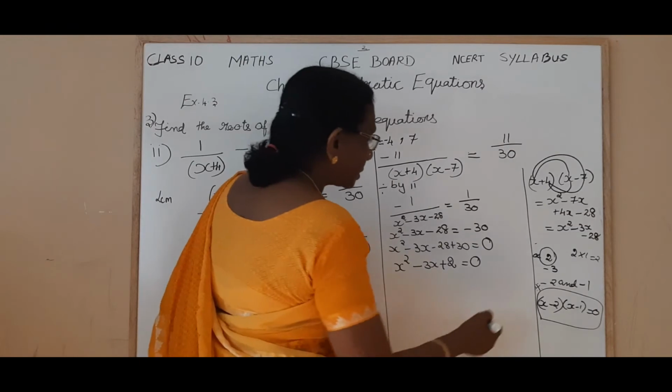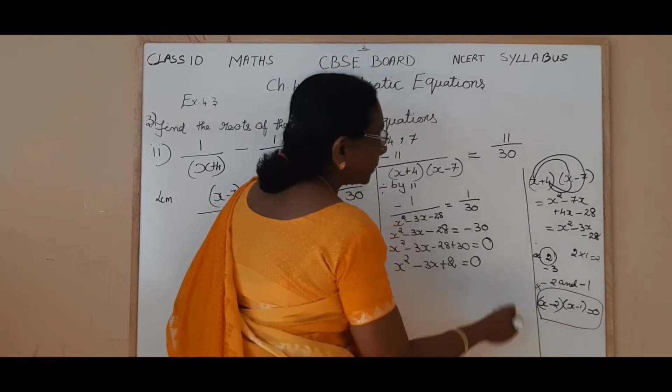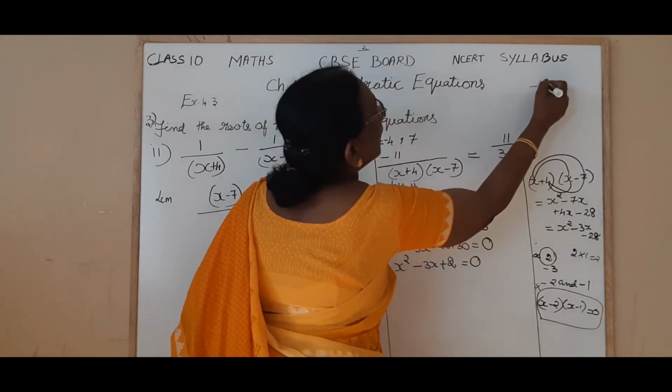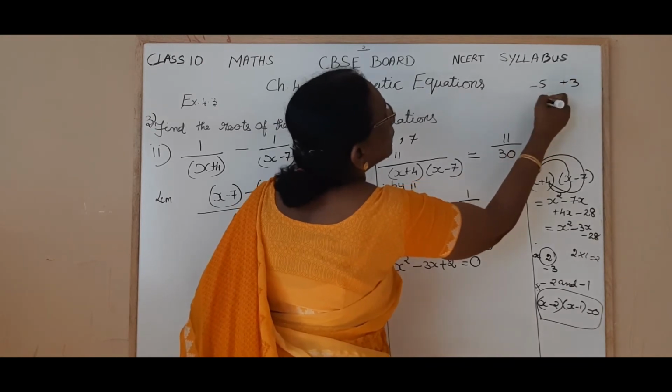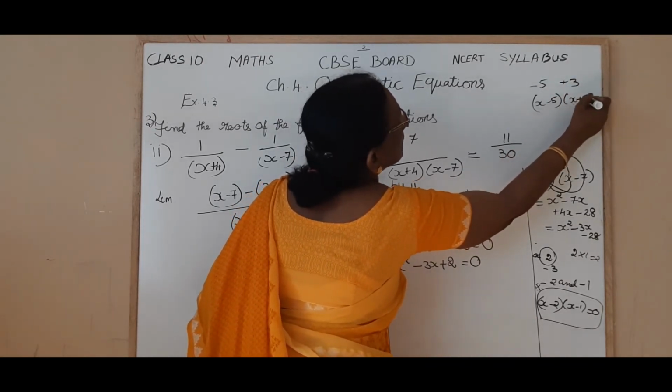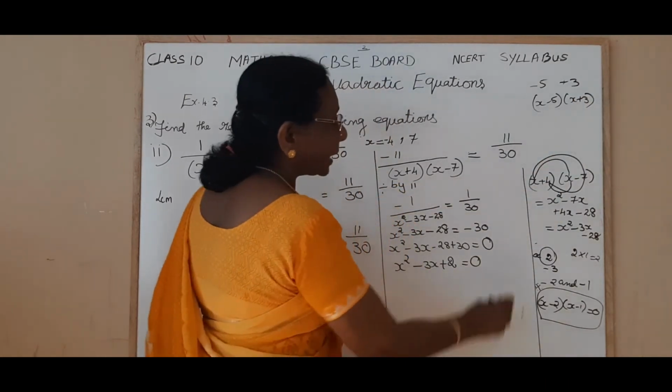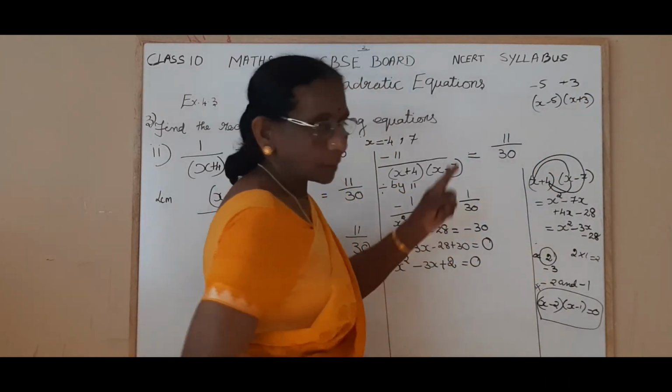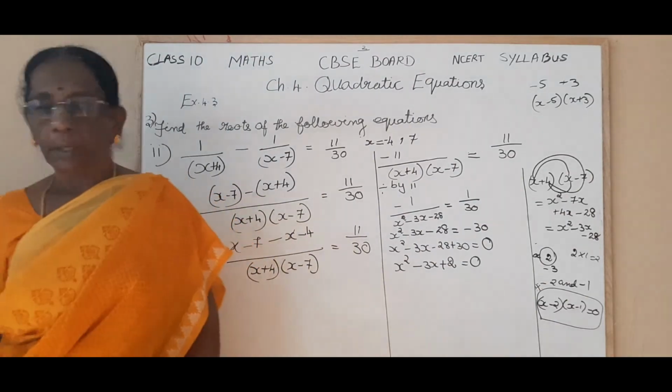And suppose you are getting a factor as minus 5 and plus 3. How to write? x minus 5 into x plus 3. Right. Whenever the coefficient of x squared is 1, you can do this.